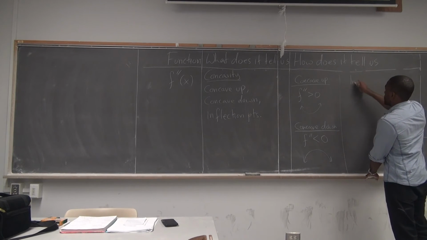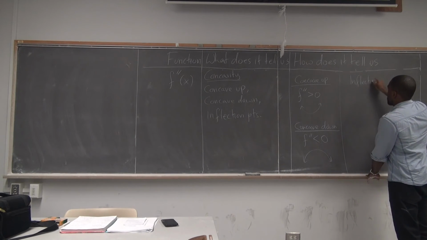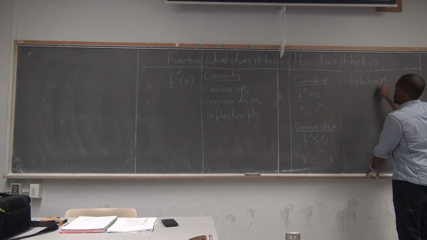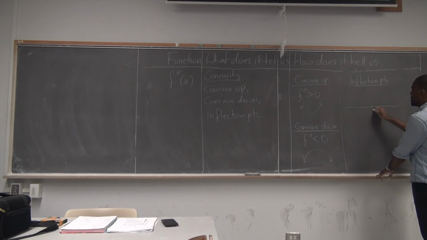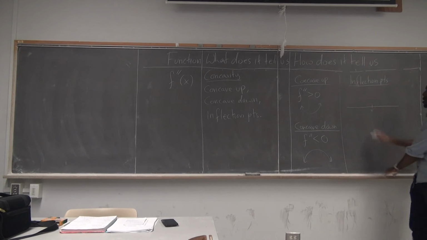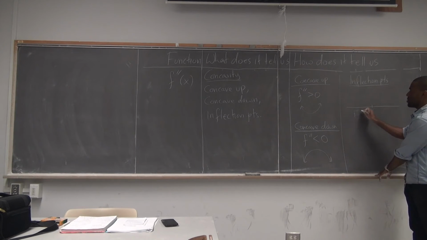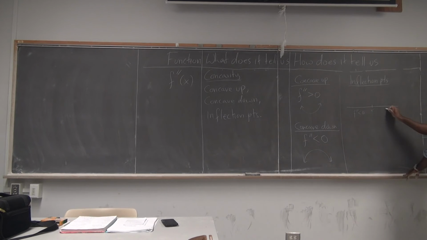Now let's talk about inflection. An inflection point is where you switch concavity. Right, so let's say you have a point x, where on this side your second derivative is negative, and on this side your second derivative is positive. At this point, your second derivative is 0 or undefined, but your function is continuous. Then this point is called an inflection point.